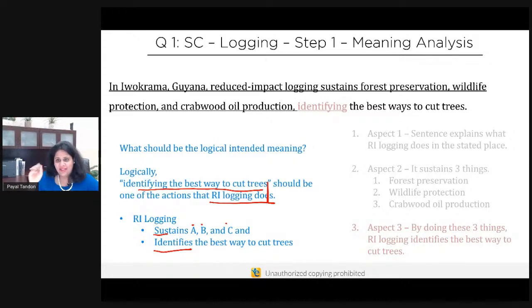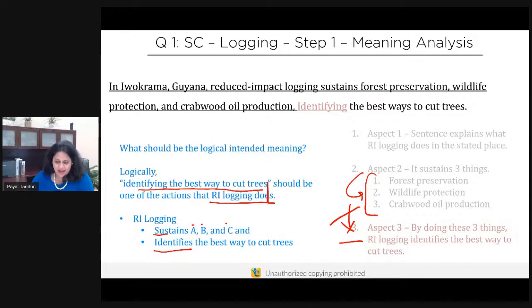Okay, and this brings me back to one of the comments here. Biswajit Roy, you said that RI logging is not identifying. That is not correct. RI logging is actually identifying, but the key thing is that the fact that RI logging does these three things has got nothing to do with aspect number 3. So these are not related to each other. That is what is wrong with this sentence.